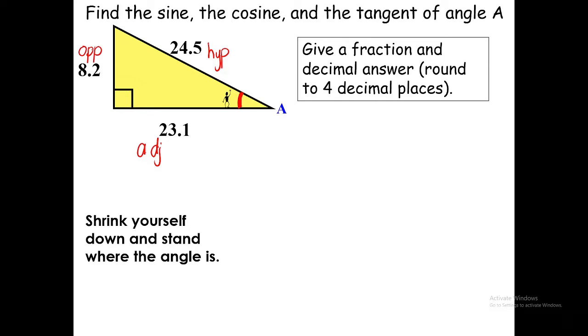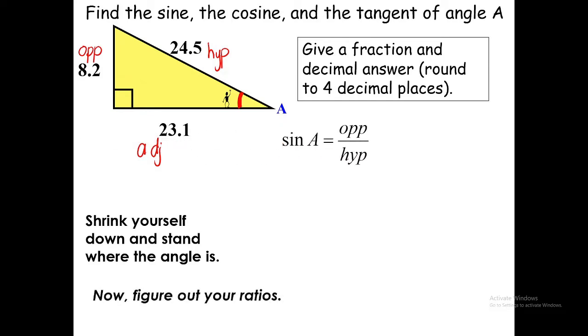So using the different formulas, let's begin first with sine. Opposite over hypotenuse. So what will be your ratio? What is the opposite side and what is the hypotenuse? What will you divide? 8.2 divided by 24.5. Okay, and how much is that? 0.26... four decimal places again if you have.